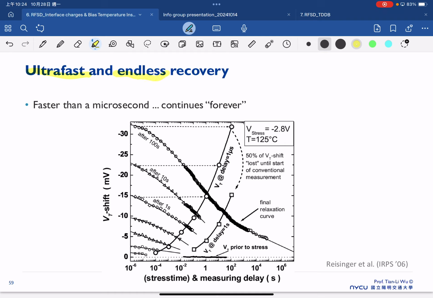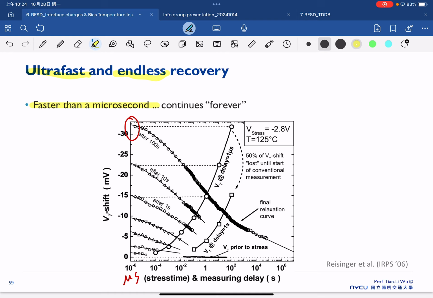So what does it mean, the ultra fast? This is our experimental result, and we can do some mathematical fitting or some very advanced characterization, so we can even characterize this up to here. But the problem is that this is already down to microseconds. So that means you stress, but you just rest for microseconds, and it already has a recovery. So recovery can be extremely fast, faster than microseconds.